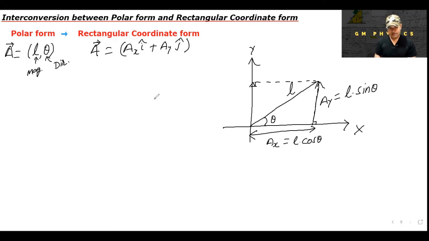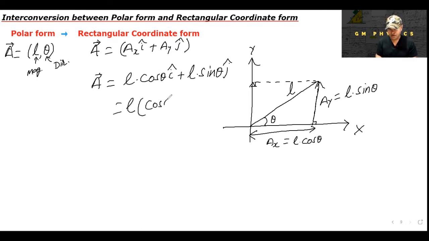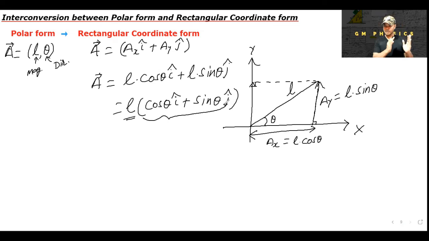Now we can convert polar form into rectangular coordinate form. The same vector can be written in rectangular coordinate form as L cos theta i plus L sine theta j, or L into (cos theta i plus sine theta j). This is the magnitude, this is the direction. So this is polar form to rectangular coordinate form.